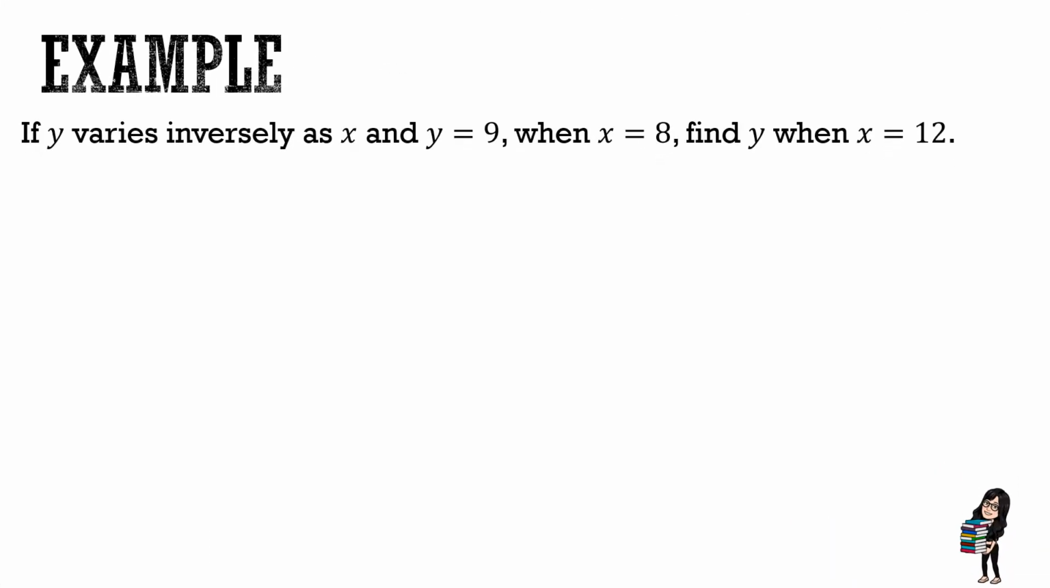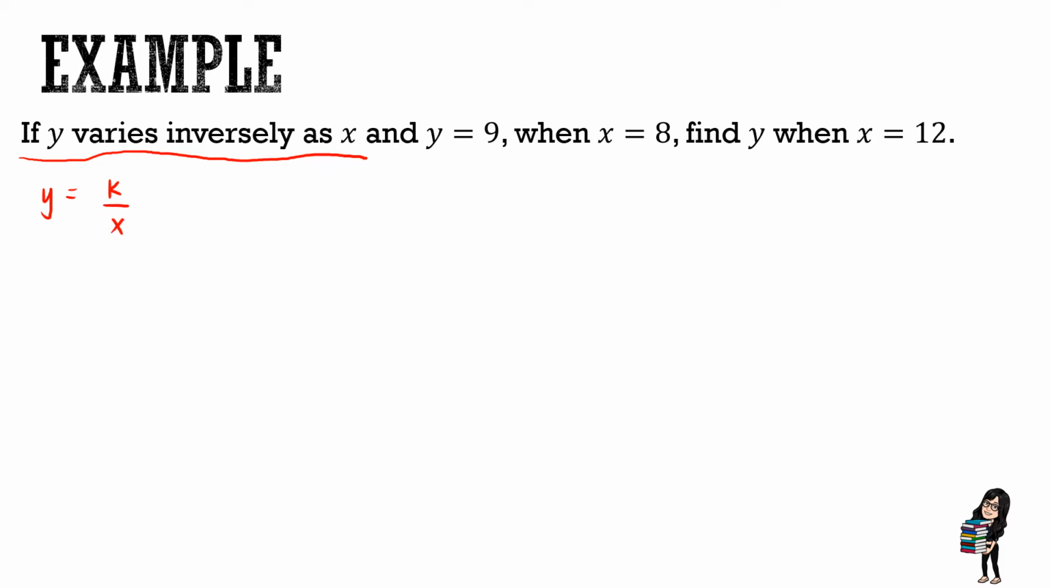Example number 2. If y varies inversely as x and y is equal to 9 when x equals 8, find y when x equals 12. Just like in our previous lesson about direct variation, we need to translate the given statement into a mathematical equation. Therefore, we'll be translating "y varies inversely as x." In mathematical equation, that is, y is equal to k over x.